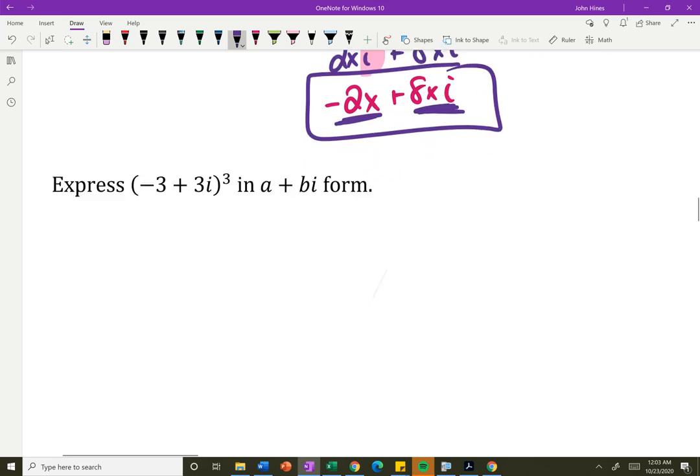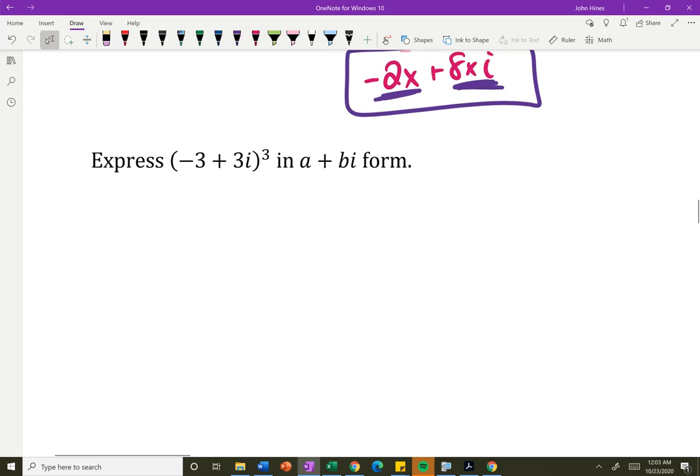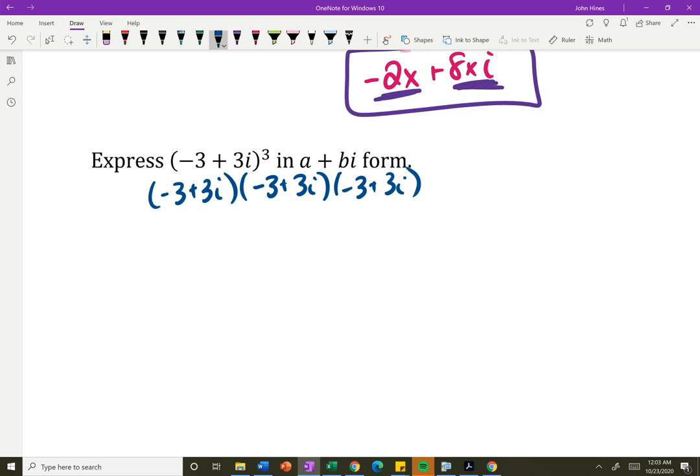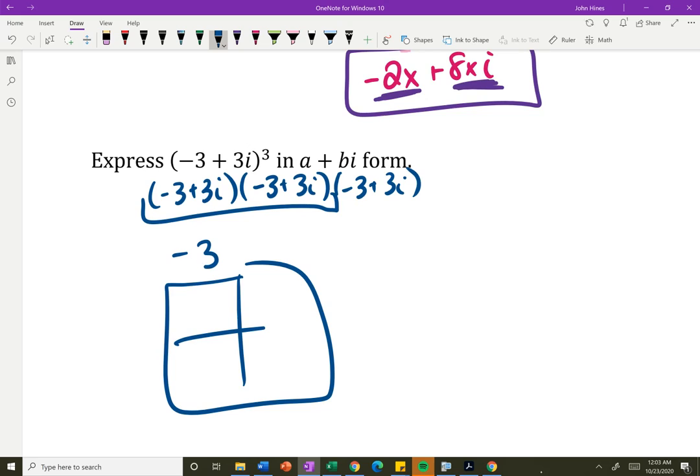That's negative 1. Express negative 3 plus 3i cubed. All right, well, cubing something means I have 3 of them being multiplied together. So let's start with these first 2 and make a box and see what happens. So I get positive 9, negative 9i, negative 9i. 3 times 3 is 9i squared.